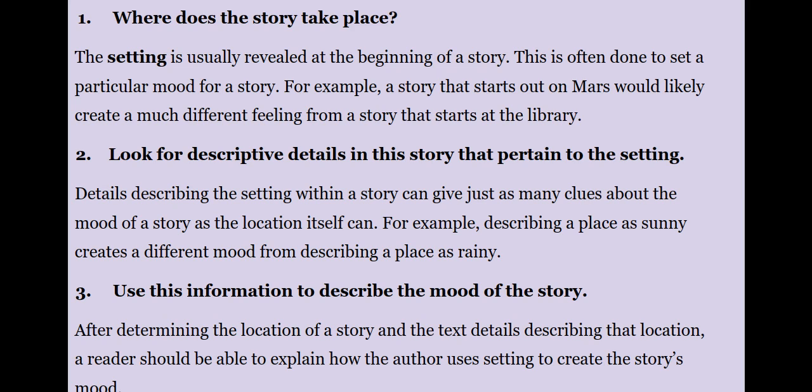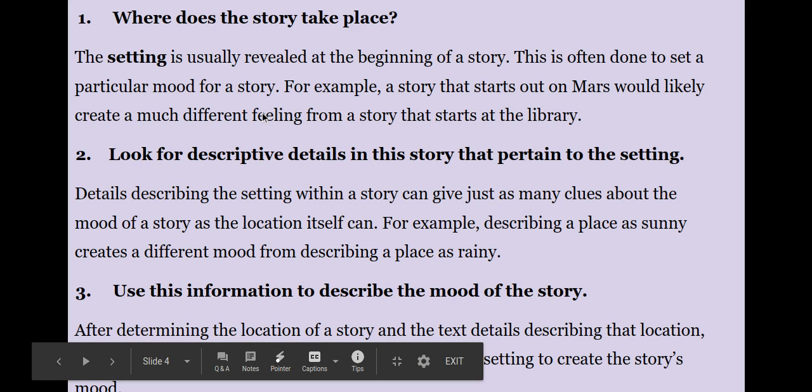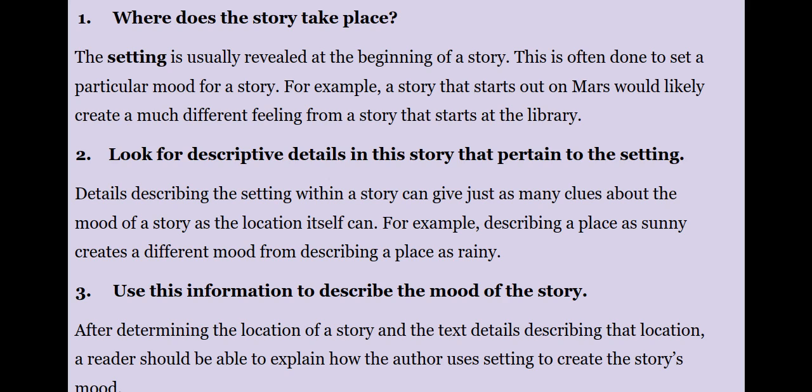Details describing the setting within a story can give just as many clues about the mood of a story as a location itself can. For example, describing a place as sunny creates a different mood from describing a place as rainy. Use this information to describe the mood of a story. After determining the location of a story and the text details describing that location, a reader should be able to explain how the author uses setting to create the story's mood.